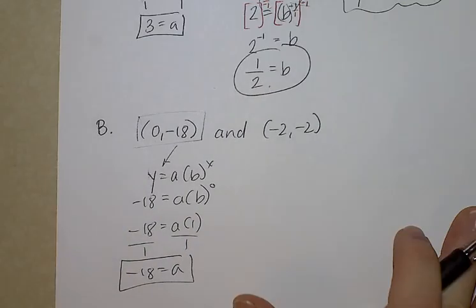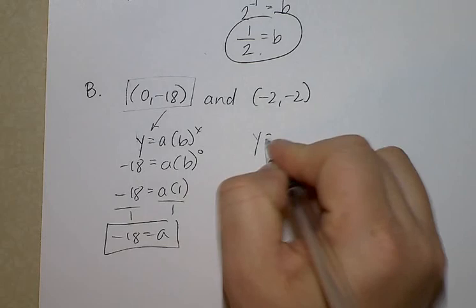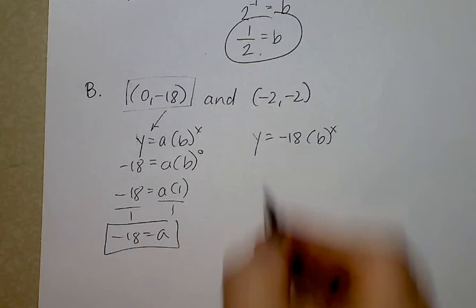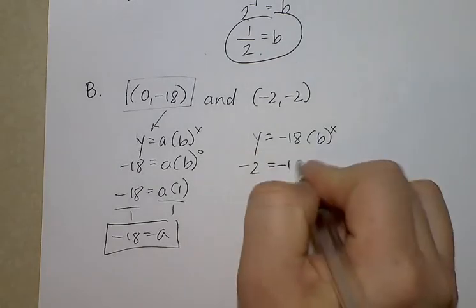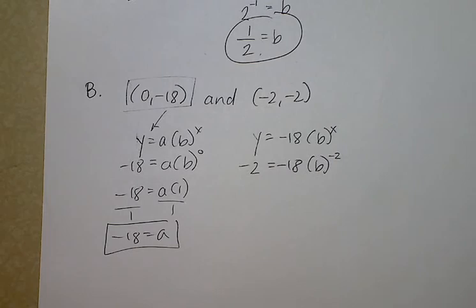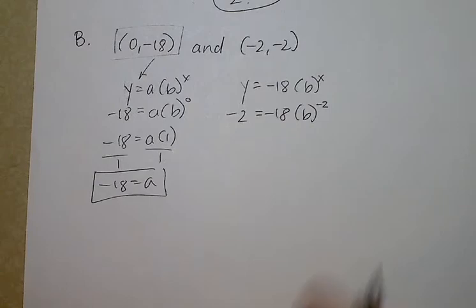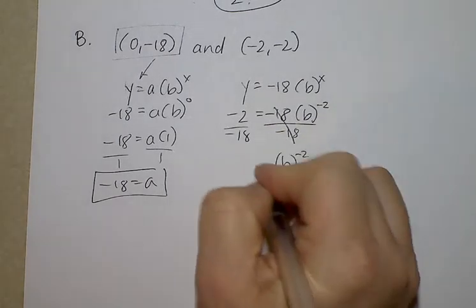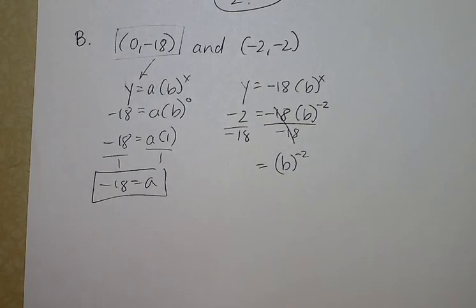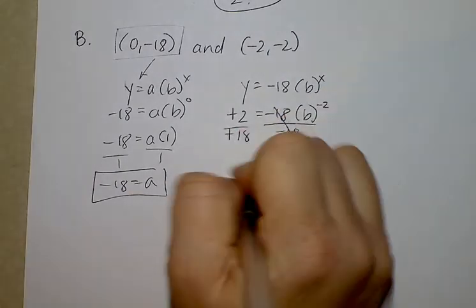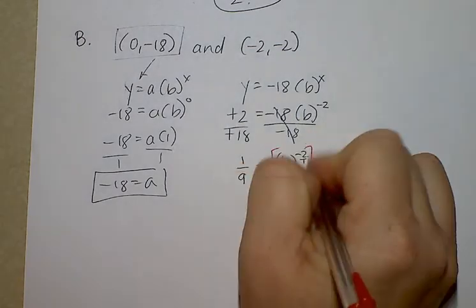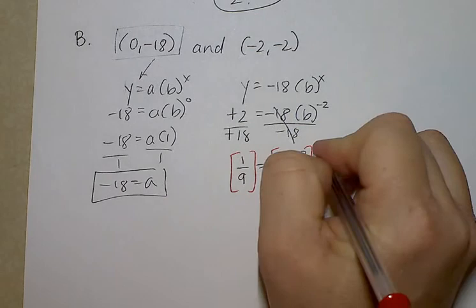Okay, so now I'm going to write down y equals, and I'm going to replace a with negative 18. Then I'm going to substitute negative 2 in for the x and y. And we're going to isolate the b by dividing by negative 18. Two negatives make a positive. And 2 over 18 reduces to 1/9. Now currently we have an exponent of negative 2 over 1. So I could raise this to the reciprocal, which is negative 1/2.